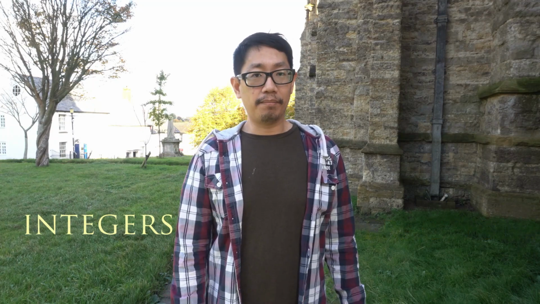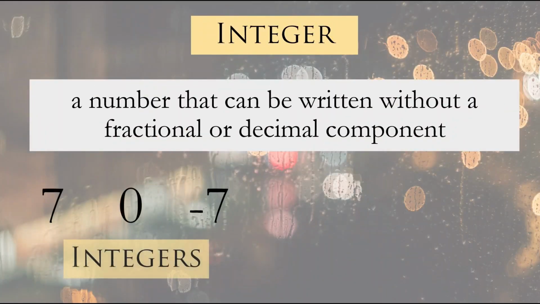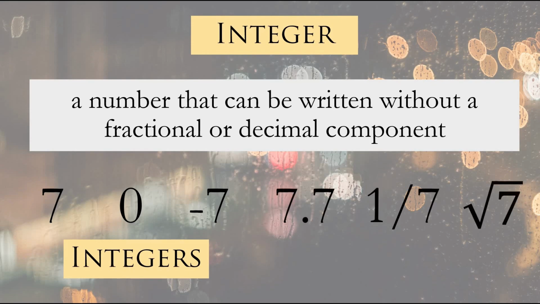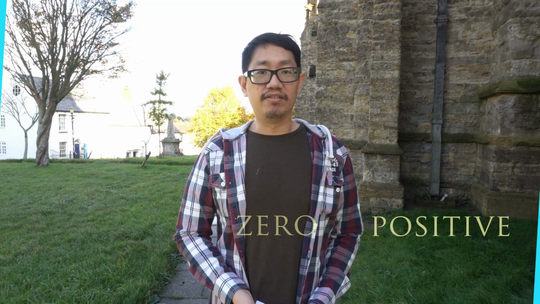An integer is a number that can be written without a fractional or decimal component. That means 7, 0, and -7 are integers, while 7.7, 1/7, and the square root of 7 are not integers or are non-integers. Also, integers can be negative, 0, or positive.